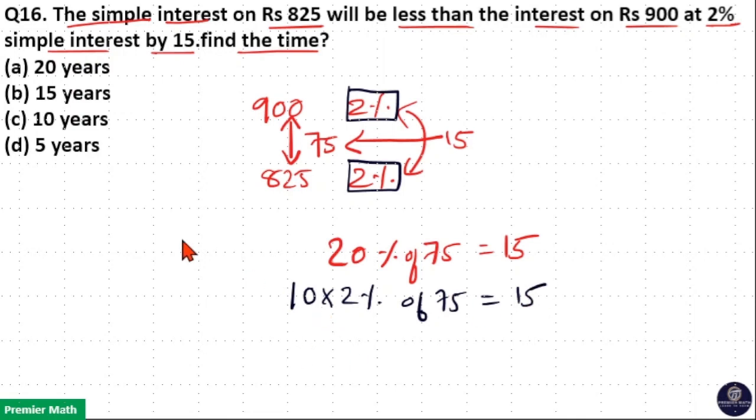Now you can see here 10 is extra. This 10 is the number of years, because we don't know the number of years here. So this 2% for 10 years costs this 15 rupees. So option C is your answer.